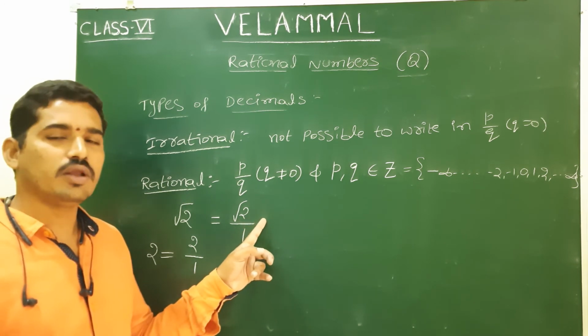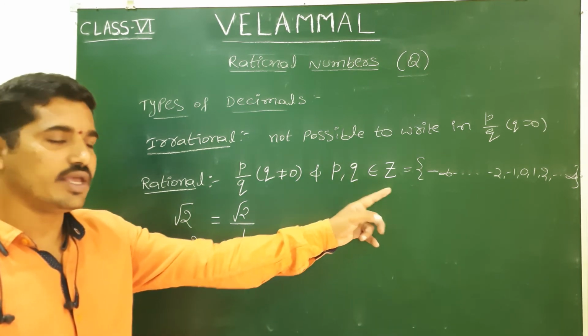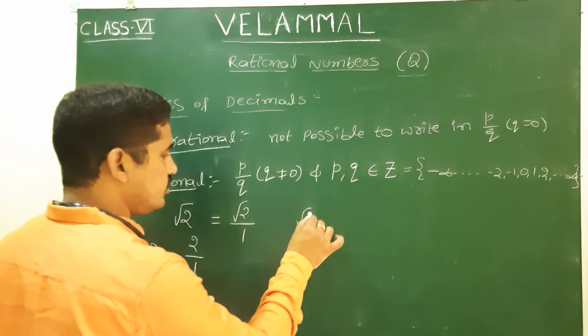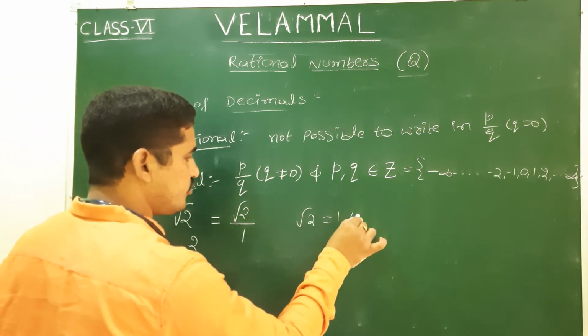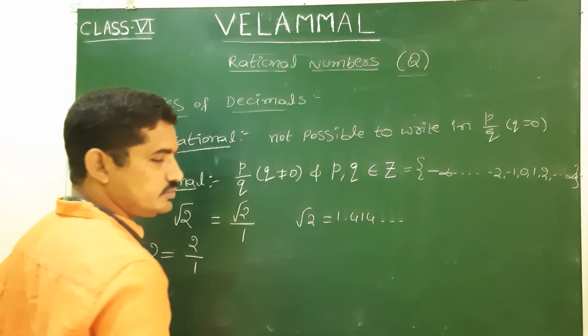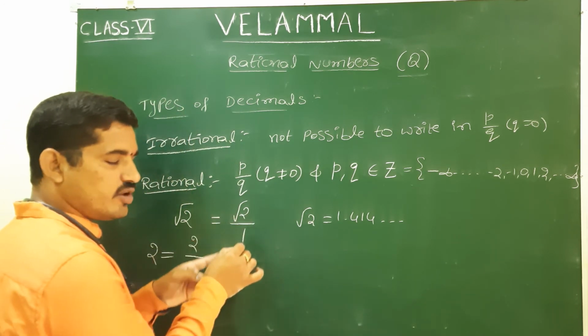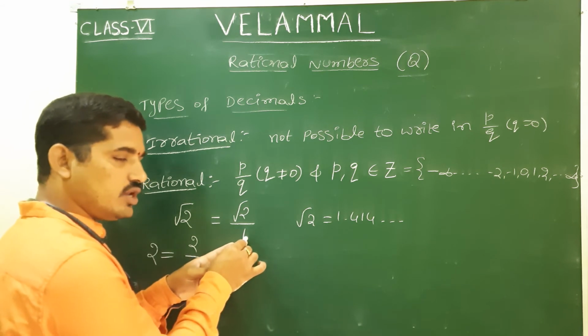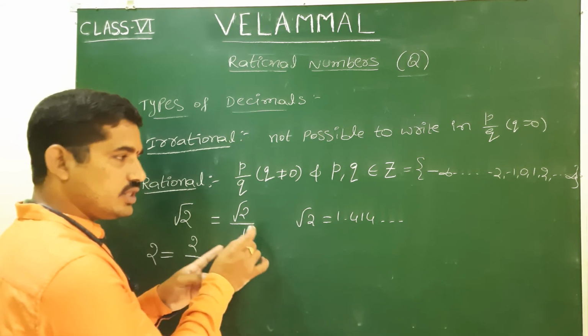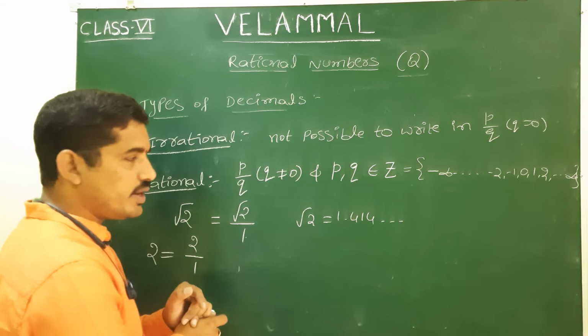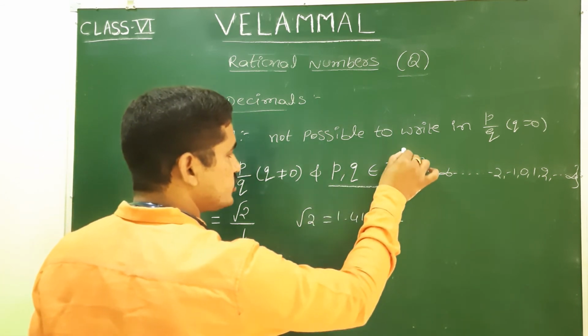P is not belonging to the rational integer. Why? Here root 2 value is equal to 1.414, we will take. So by that, root 2 by 1 is in the form of p by q, and also the denominator is not equal to 0. Though both conditions are satisfied, another condition is there, a must and should condition.